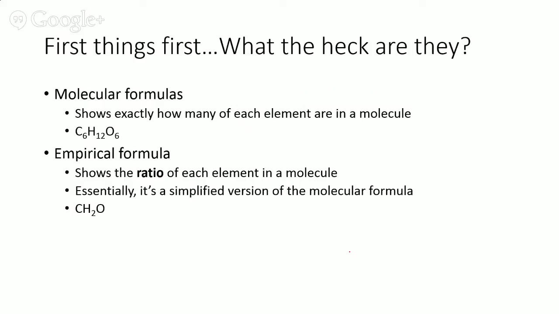Molecular formulas basically just show you exactly how many of each element are in a molecule. For example, you may be familiar with this one, C6H12O6. That's sugar. It's saying in each molecule we have 6 carbons, 12 hydrogens, and 6 oxygens. The empirical formula shows the ratio of each element in a molecule. Essentially, it's a simplified version of the molecular formula.